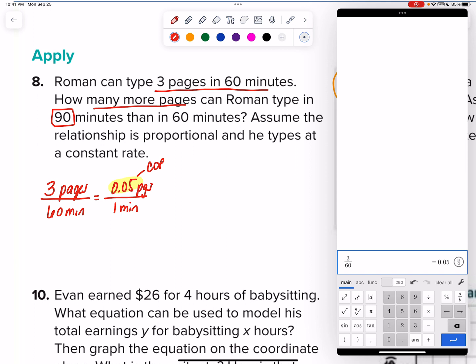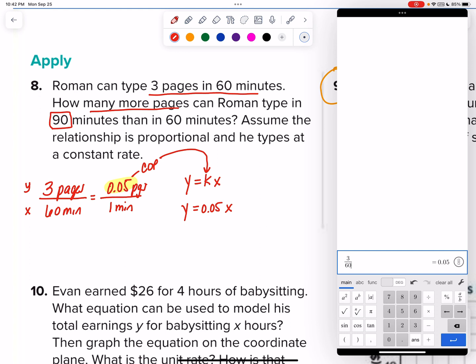Okay, it also allows us to then fill in the equation. So y equals k times x is our equation, and let's go ahead and put the COP in for k. So we have y equals 0.05 times x. And that means any x times 0.05 will tell you y. Okay? And when we set up our ratio, the top is y and the bottom is x.